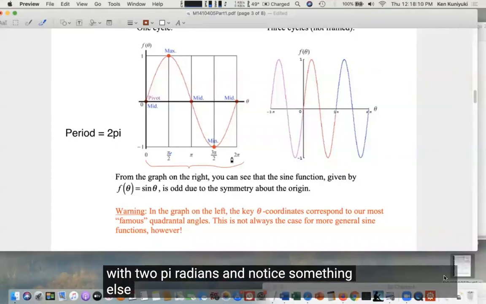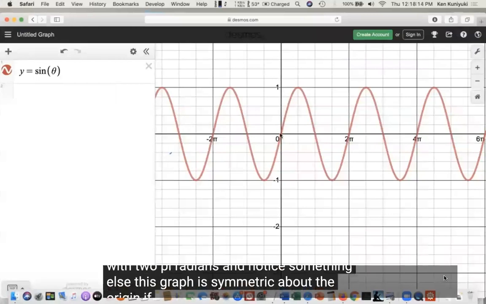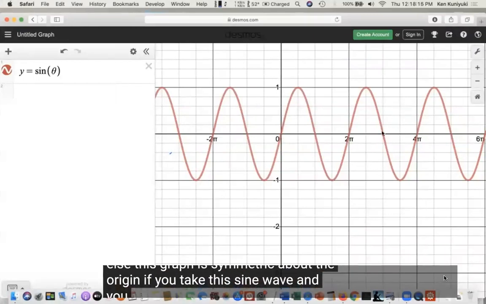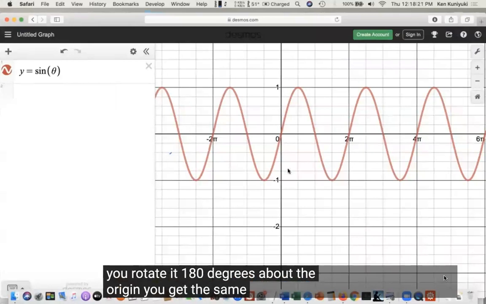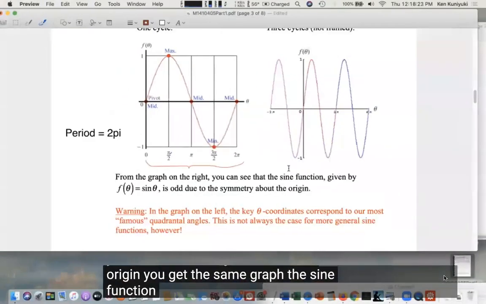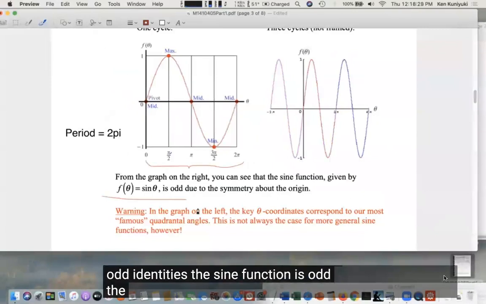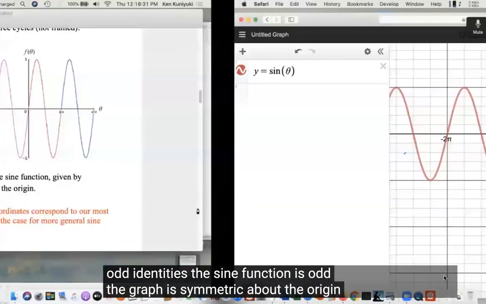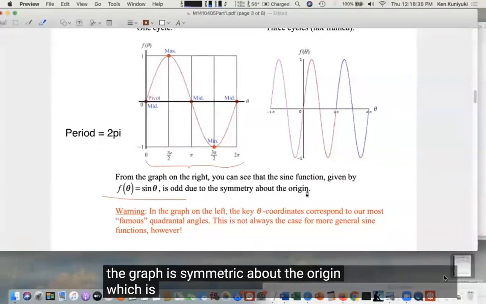And notice something else. This graph is symmetric about the origin. If you take this sine wave and you rotate it 180 degrees about the origin, you get the same graph. The sine function is odd. Sound familiar? The even-odd identities. The sine function is odd. The graph is symmetric about the origin, which is the typical case with odd functions.